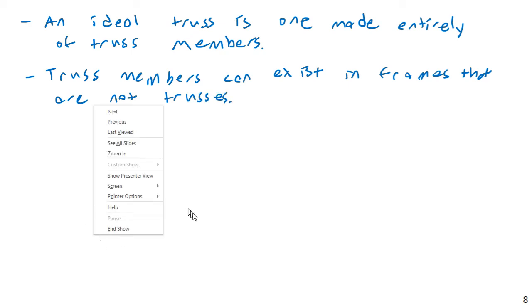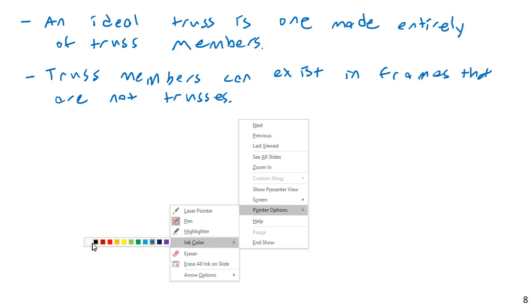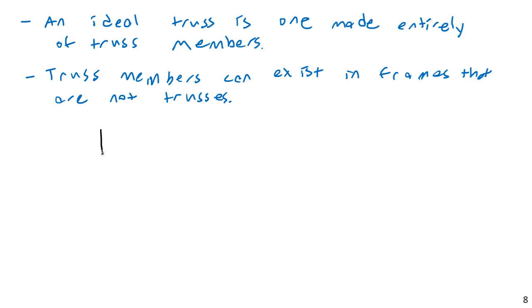In frames that are not trusses. So for example, if I had a frame like this, this is definitely not a truss. I see a fixed support there, so automatically this thing is no longer a truss. But I could have something like this: fixed, fixed, fixed, fixed, but this middle member here has pins on either end.